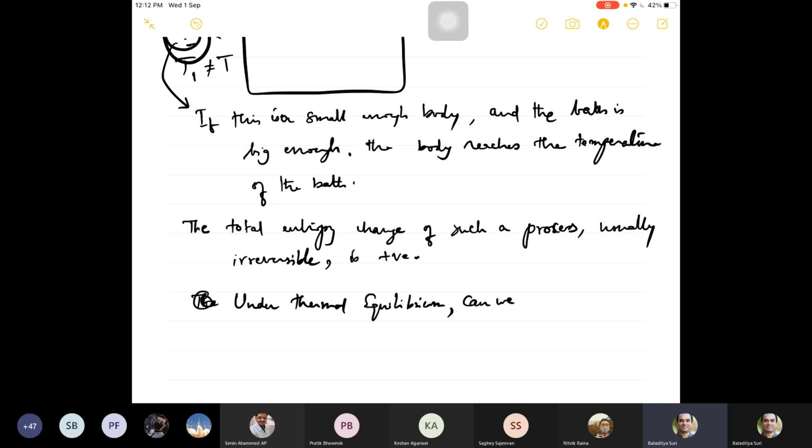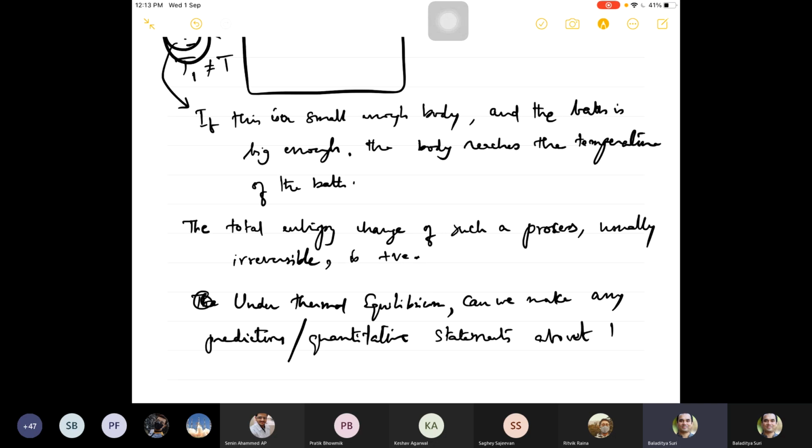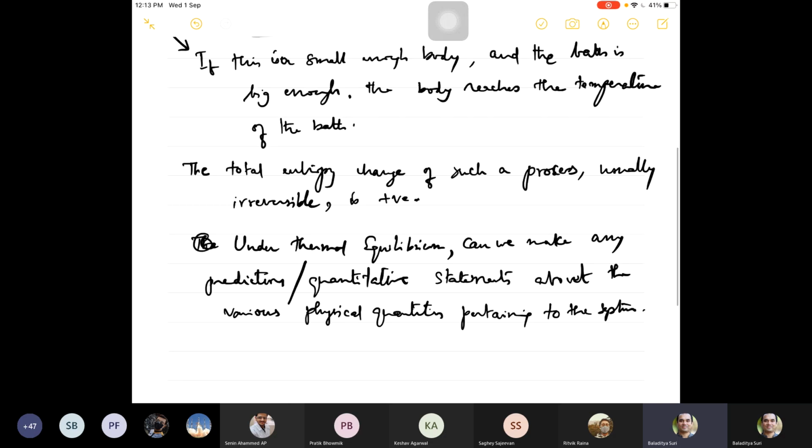Okay, so the question is, under thermal equilibrium, can we make any predictions or quantitative statements about the various physical quantities pertaining to the system?